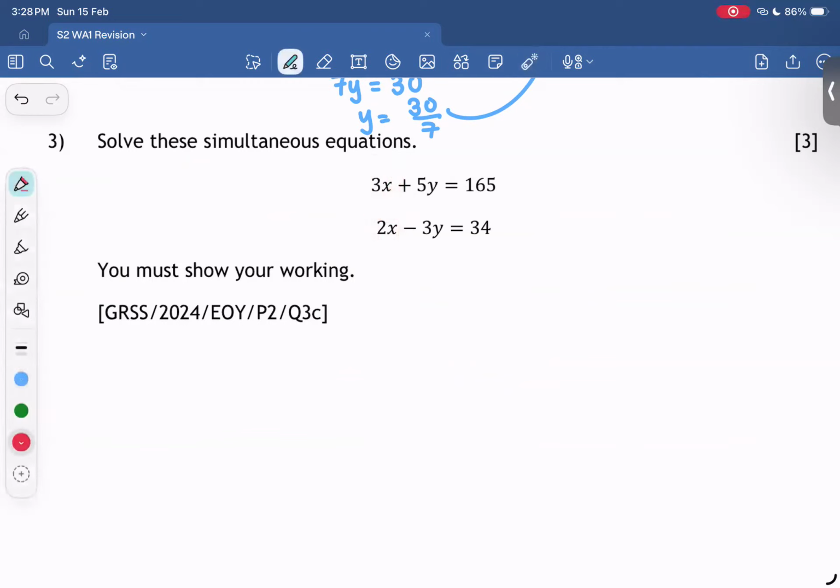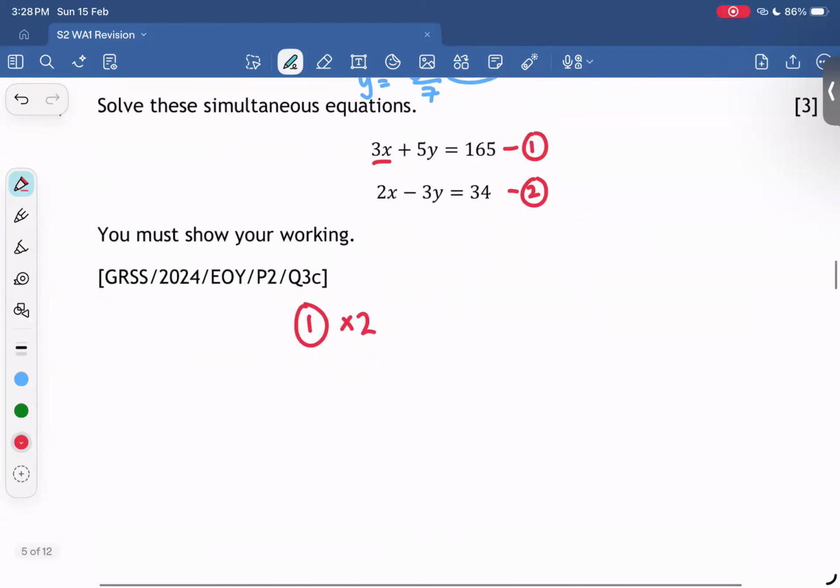So let me just label the equation first. This is equation 1, equation 2. For equation 1, I got 3x. So how do I make 3x and 2x the same? If you guys didn't realize, I can make 3x become 6x. I can make 2x also become 6x. So I will take the first equation, I will times 2. And then the second equation, I will times 3.